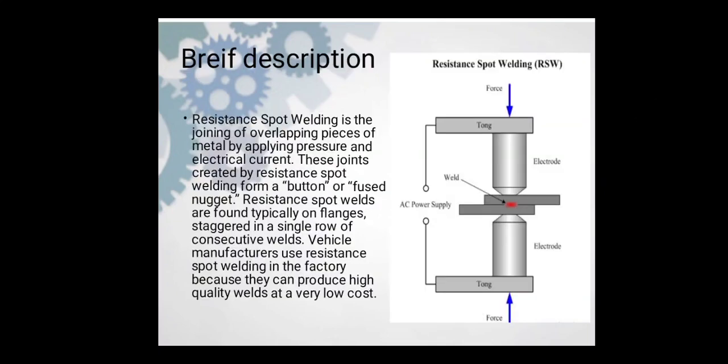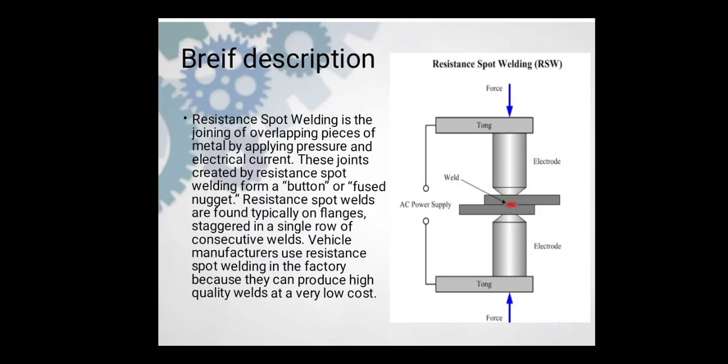Brief description. Resistance spot welding is the joining of overlapping pieces of metal by applying pressure and electrical current. The joints created by resistance spot welding form a button or fused nugget. Resistance spot welds are typically found on flanges, placed in a single row of consecutive welds. Vehicle manufacturing uses resistance spot welding in the factory because it can produce high quality welds at a very low cost.